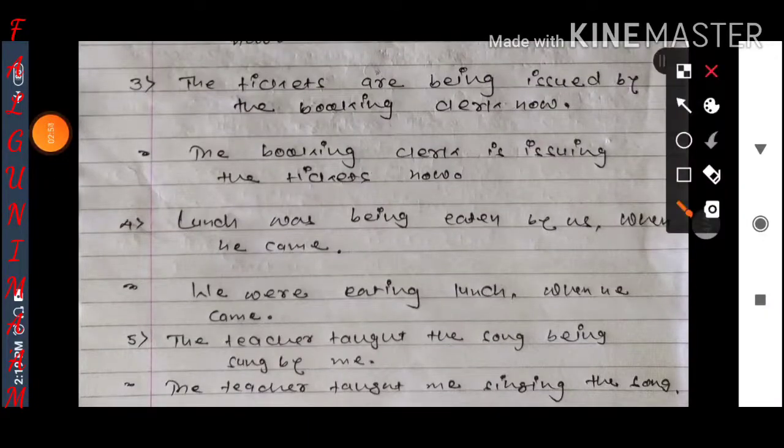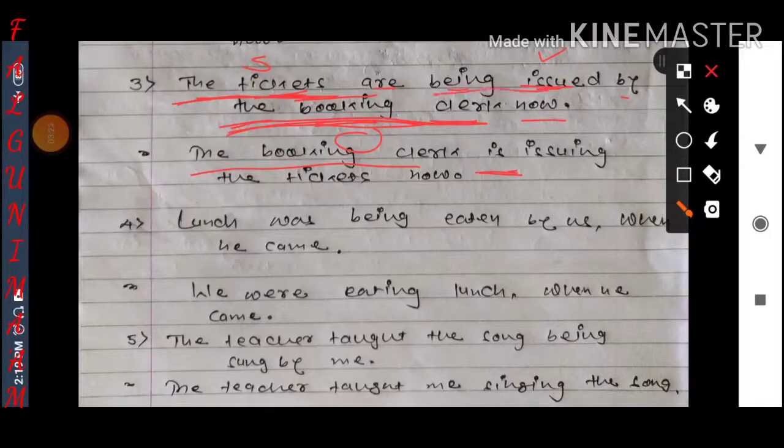Now in the third one: The tickets are being issued by the booking clerk now. Now the tickets is the subject, issued is the verb, the booking clerk is the object here. Now we'll start our sentence with the booking clerk. So the booking clerk is a singular form and tickets is plural, that's why here we have are, but with the singular one, the booking clerk, we have to write is. So the booking clerk is being plus issued converts into issuing the tickets now.